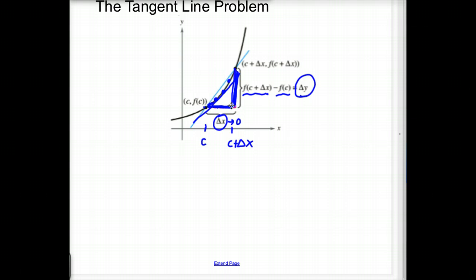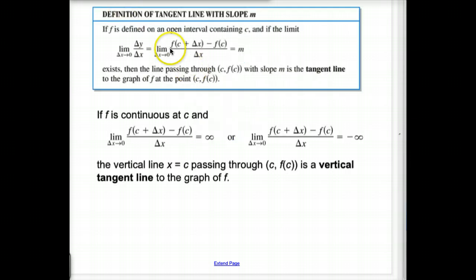So we are finding slope of 2 points that are very close to each other, so close to each other that the difference between c and c plus delta x is very small, almost 0. So the change in y is the rise, and the change in x is this delta x, that's the run. So this limit definition basically is finding the slope, and that's the rise, and that's the run.